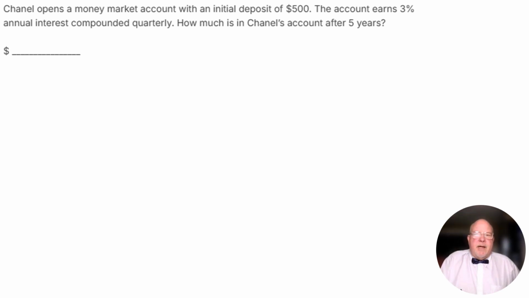So I had to wear my glasses on this question because I'm going to have to use my calculator while we're doing this. So it says Chanel opens a money market account. A money market account is just a type of savings account, and it has an initial deposit of $500. The account earns 3% annual interest, compounded quarterly. How much is in Chanel's account after 5 years?